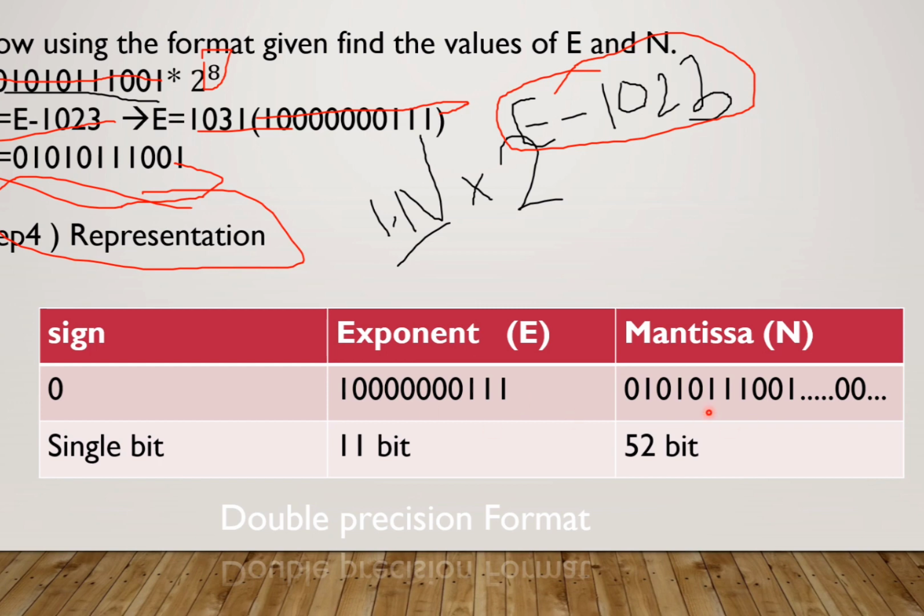And now we will represent the mantissa here. The number of bits of the mantissa doesn't matter because the mantissa is 52 bits. In our answer we got an 11-bit number, so we will write the 11-bit number followed by dots and 00 and dots. It means we complete the 52 bits by adding zeros to it. In this way we easily converted our decimal number into double precision format.